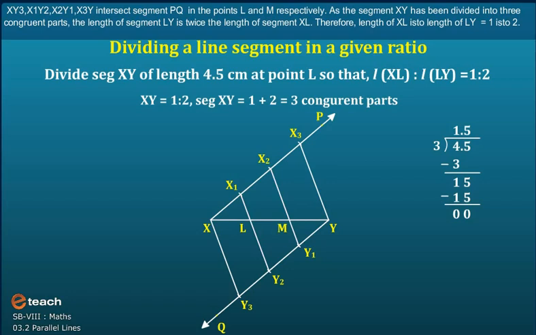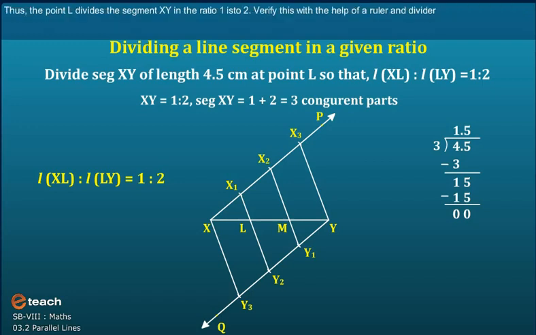As the segment XY has been divided into three congruent parts, the length of segment LY is twice the length of segment XL. Therefore, length of XL is to length of LY is equal to 1:2. Thus, the point L divides the segment XY in the ratio 1:2. Verify this with the help of a ruler and divider.